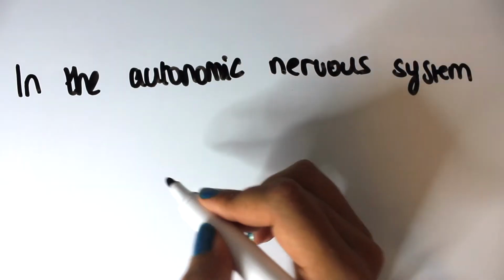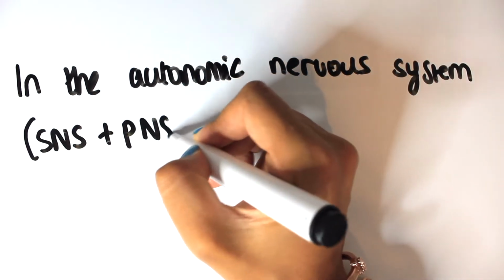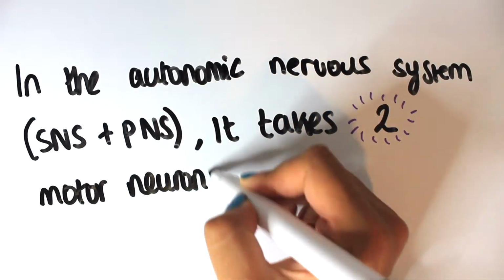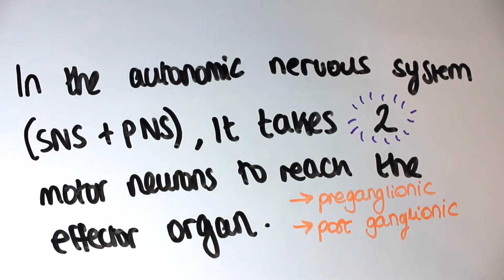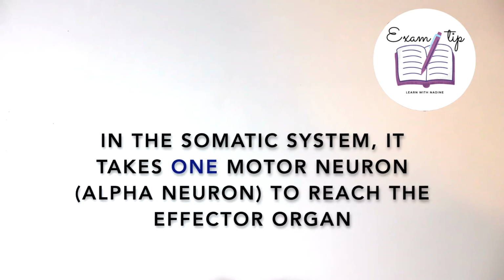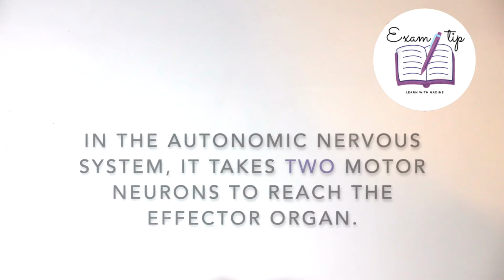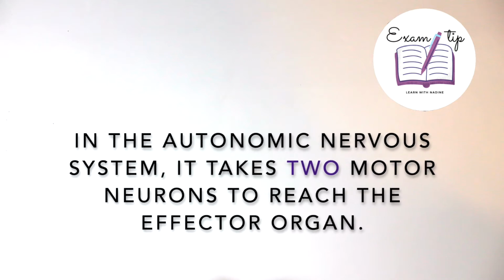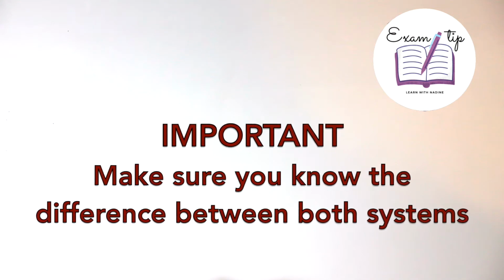However, in the autonomic nervous system, and I'm just talking about the sympathetic and the parasympathetic nervous system here, it takes two motor neurons for it to reach the effector organ. And this pathway consists of preganglionic and postganglionic neurons. Now you might wonder, what is a ganglia? Ganglia are just a group of cell bodies located within the peripheral nervous system. So in the somatic system, it only takes one motor neuron to reach the effector organ, but in the autonomic nervous system, it takes two motor neurons to reach the effector organ. So make sure you know the differences between the somatic and the autonomic nervous system.